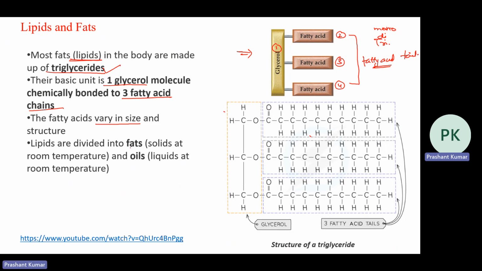Lipids are again divided into fats and oils. Fats are solid at room temperature. Oils are liquid at room temperature. That's the difference. Whenever you find any lipid molecule which is solid at room temperature, it is a fat. And when the lipids are in the liquid state, we call them oils. This is all about lipids and fat.